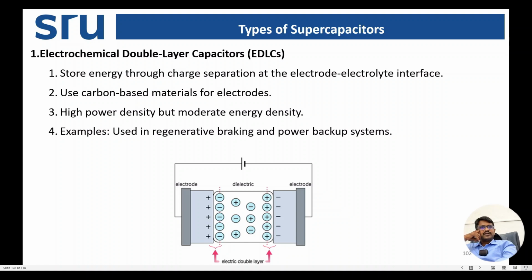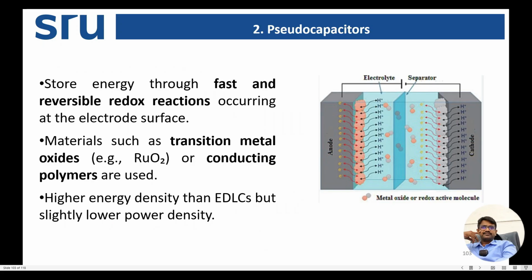It provides high power density, and is mostly used like a power backup system, such as in inverters. And then pseudo capacitors. They can store higher energy density than EDLCs.